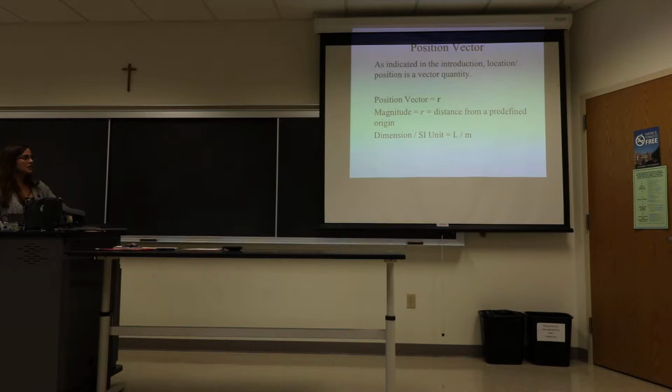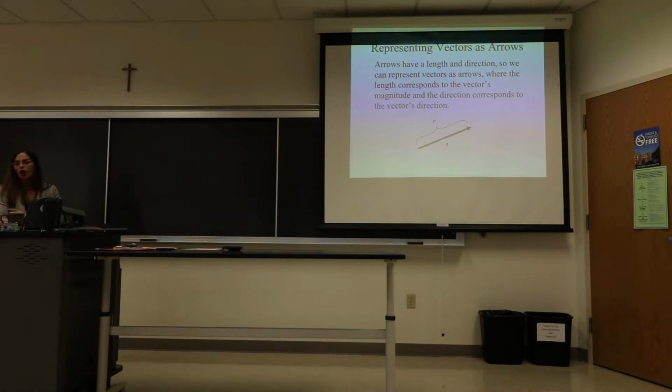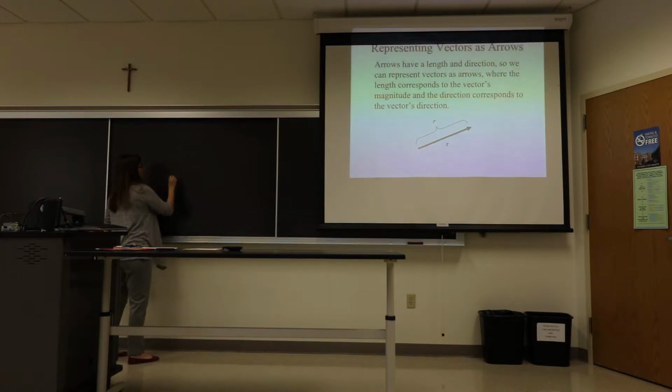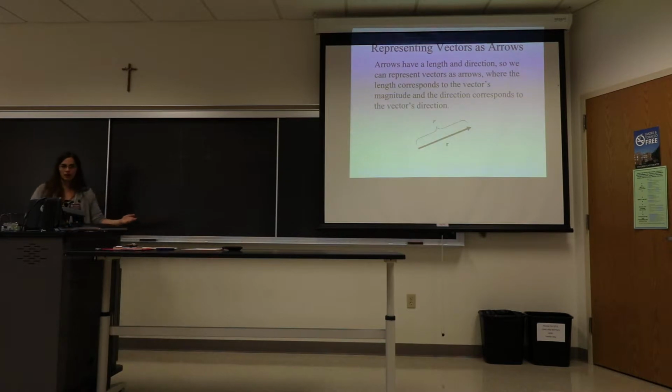So catch me if I am talking about a vector and I don't write the little arrow. The position vector has a magnitude of distance, so the units associated with it are units of length, things like meters, feet, inches. When you're drawing vectors in a Cartesian coordinate system, you represent a vector as an arrow. The length of the vector is the magnitude, and the direction of the arrow is the direction of the vector. So it's a nice, neat way to represent these on your paper.